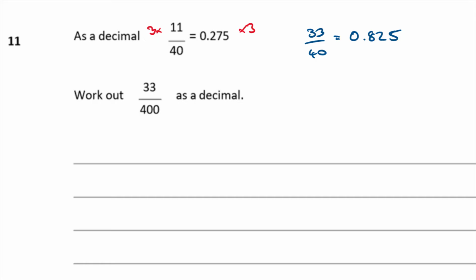And then, how do I go from 33/40ths to 33/400ths? I can do that by dividing both sides by 10, can't I? So divide by 10, divide by 10. Okay, so 33/400 on the left, dividing that by 10, it's going to be 0.0825, just shifting it 1 decimal place to the right. Okay, so 33/400ths is going to be 0.0825.